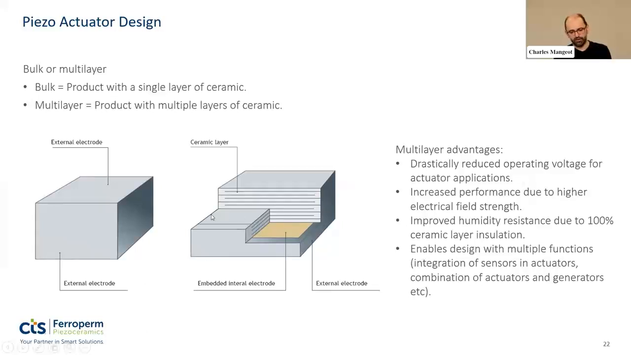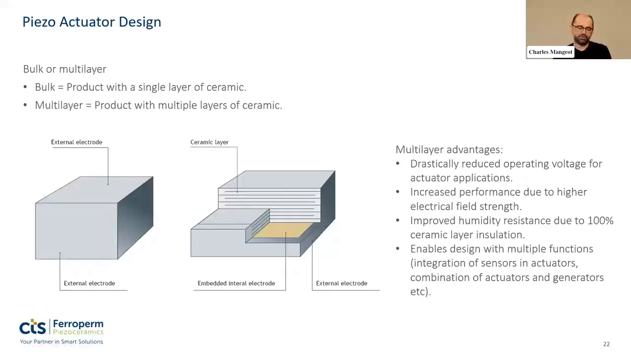Whereas on a multi-layer, the field is actually applied by the internal electrodes. The external electrodes that are on the actuator, that are visible, are only there to interconnect all the internal electrodes. So you can apply a lower voltage that will result in a higher field on the material. And this is very interesting for an actuator application. You reduce the operating voltage. We are talking 60 to 200 volts. So it is still reasonably high voltage, but it's much lower than the equivalent with the bulk component.